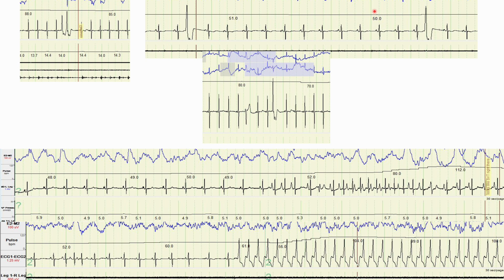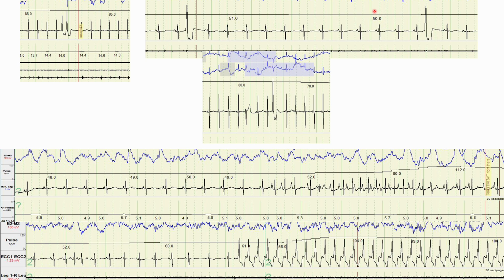Like I said, PVCs are wide and bizarre. Usually it has to be 100 beats per minute, but sometimes you'll see that some books are saying if there are just 3 PVCs right after another, that qualifies for a run of ventricular tachycardia. And ventricular tachycardia is potentially life-threatening.